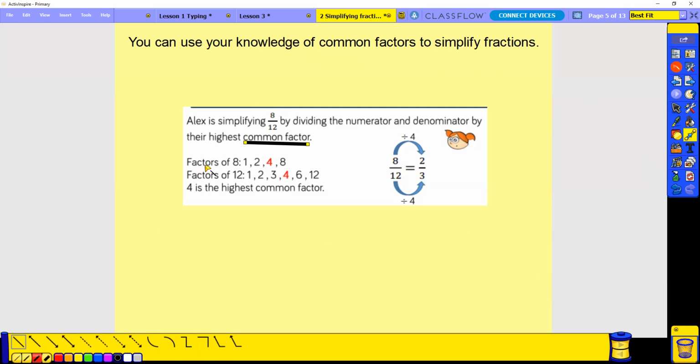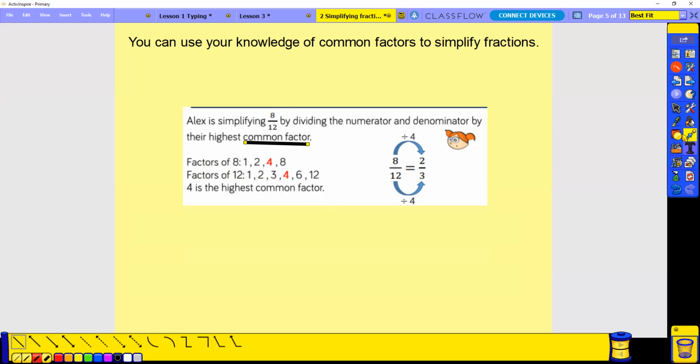So here they've written the factors of 8. We've got 1, because 1 multiplied by 8 makes 8, 2, because 2 multiplied by 4 makes 8. And those are the factors of 8, so we've got 1, 2, 4, and 8. And then these are the factors of 12. We've got 1, because 1 multiplied by 12 is 12, 2, because 2 multiplied by 6 is 12, 3, because 3 multiplied by 4 is 12. So we've got 1, 2, 3, 4, 6, 12.